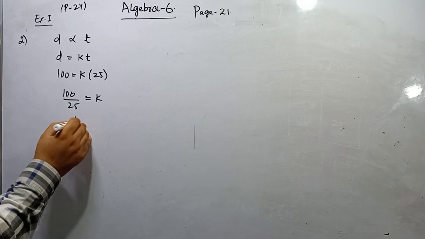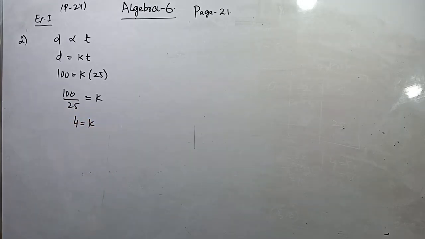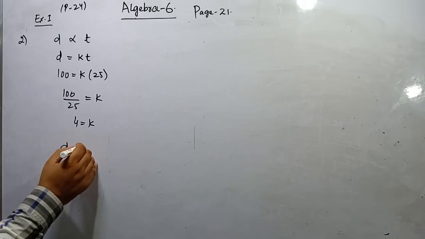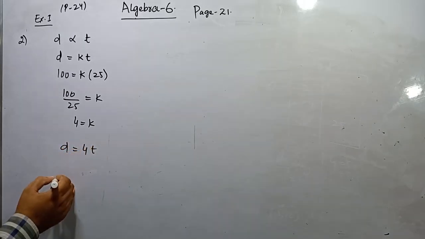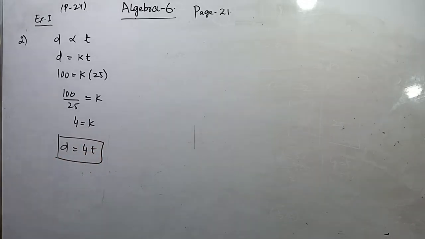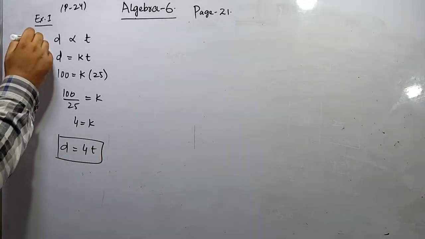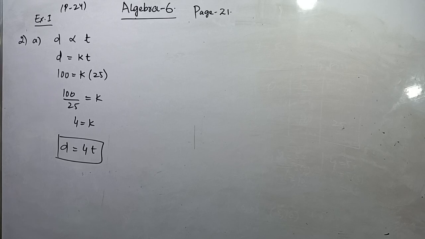25 ones are 25, 25 fours are 100. So K is equal to 4. Now I will do the substitution of K here. I will get D is equal to 4T. This is the formula, and this is the A part, to get the formula. This is the part A of the question.